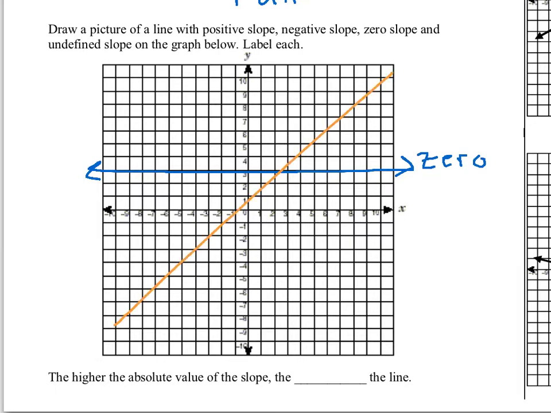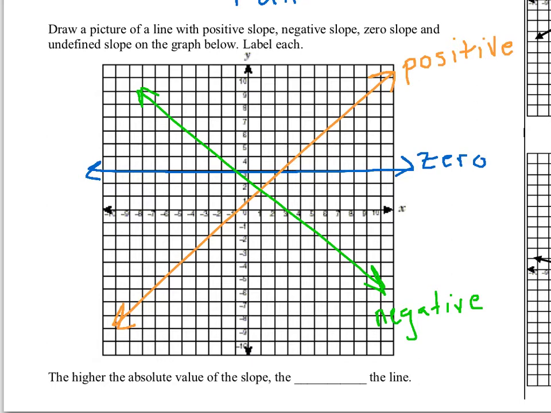Looking at the orange line, I have drawn a line. How would we describe the slope of this line, Monica? Positive. So make sure that you have drawn a line that is going uphill. In other words, it's going up as you look from left to right, and it's labeled as positive. The green line that I have drawn is moving downhill. How would we describe that, Patrick? Negative slope. It's going downhill, so therefore it is negative.